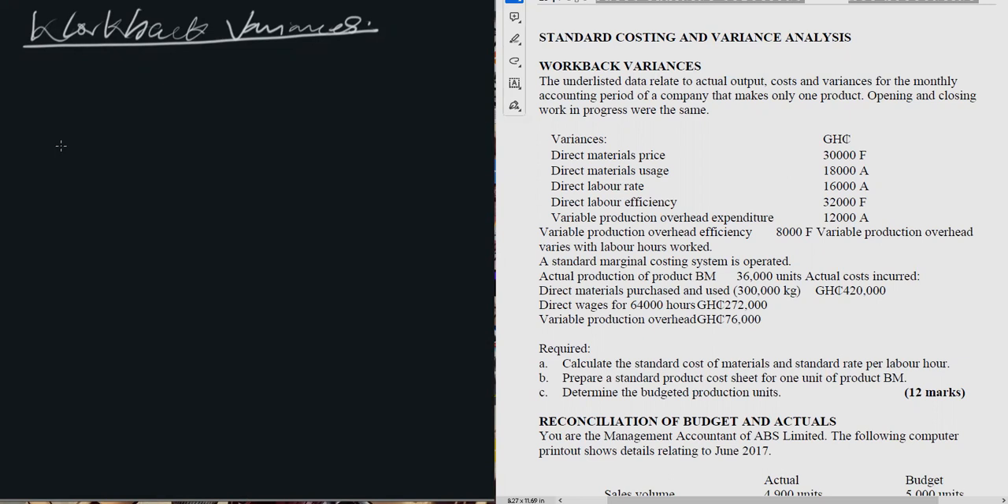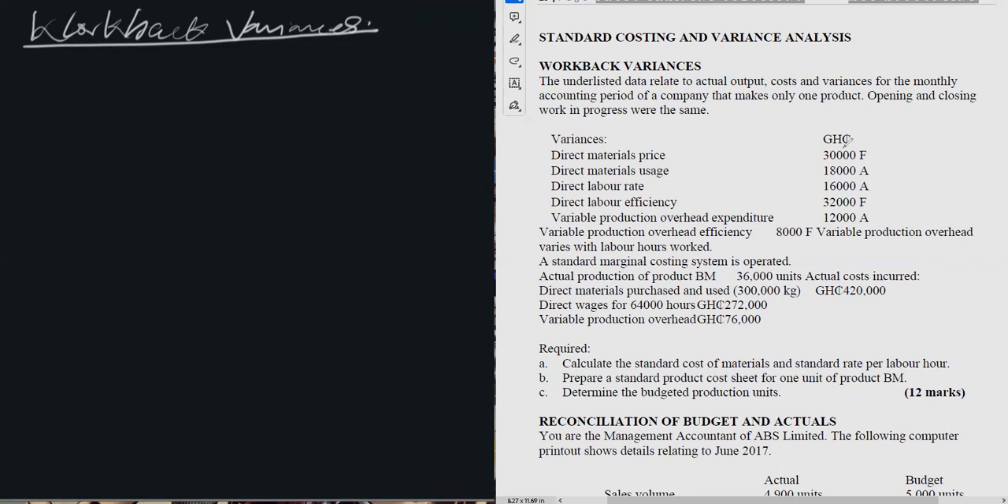So first of all, you have to look at the requirements. It says, well, calculate the standard cost of materials and standard rate per labor hour and standard product cost sheet for 1 unit of product BM. Then your budgeted production units. So 12 marks. So how then do you do? So when you take the variance, then you work it.